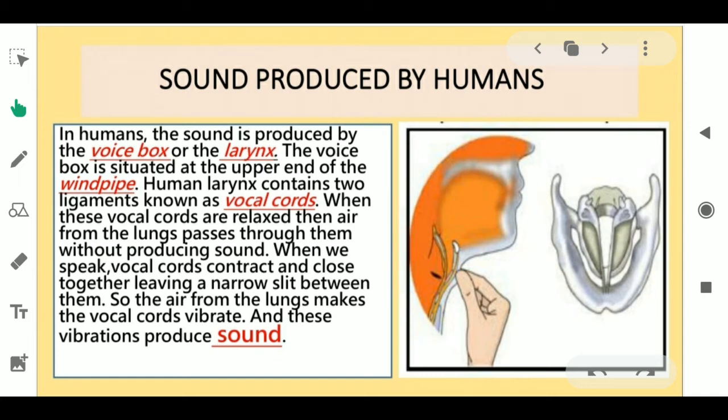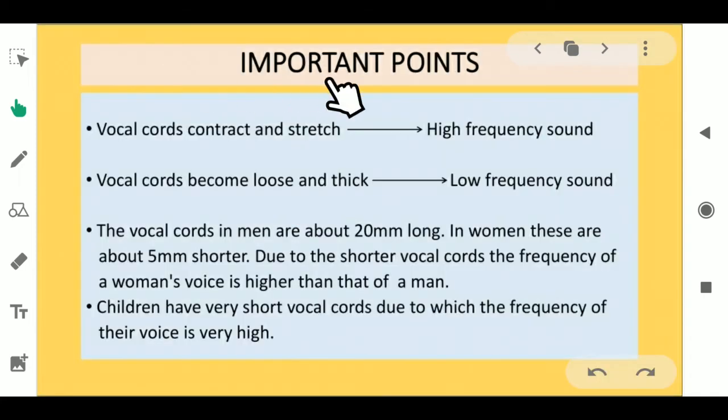Students, next we want to discuss the important points regarding the sound produced by humans. The first one, vocal cords contract and stretch, which gives a high frequency sound. Second one, vocal cords become thick, which gives low frequency sound. The vocal cords in men are about 20 mm long, but in women these are about 5 mm shorter. Due to the shorter vocal cords, the frequency of a woman's voice is higher than that of a man.